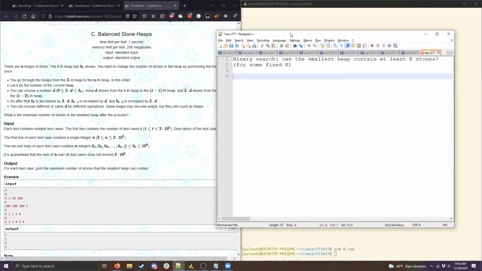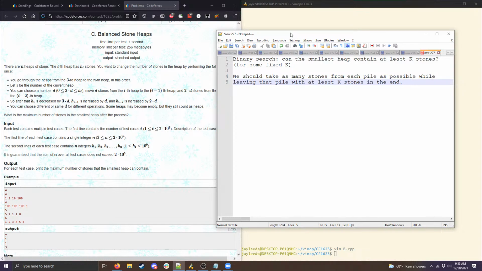Then it turns out that we can employ a pretty nice greedy strategy. We should take as many stones from each pile as possible while leaving that pile with at least k stones in the end. So that's a motivation for binary searching the answer.